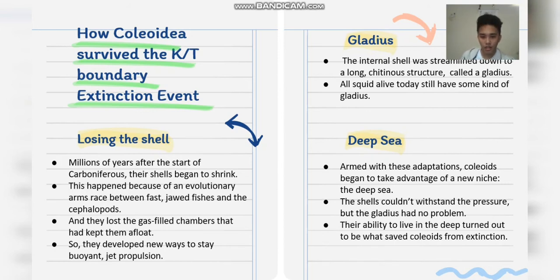And the deep sea. Armed with this adaptation, Coleoids begin to take advantage of a new environment, which is the deep sea. The other species' shells could not withstand the pressure, but the Coleoidea clades have no problem with it. Their ability to dip in the deep sea is what turned out to be what saved them from the extinction.